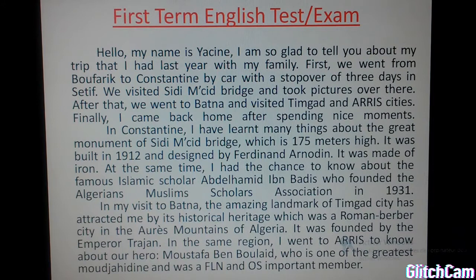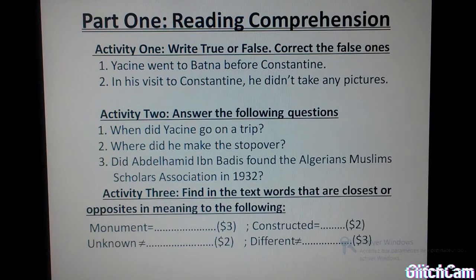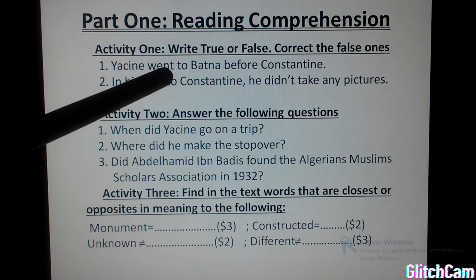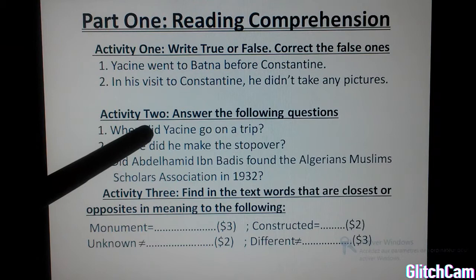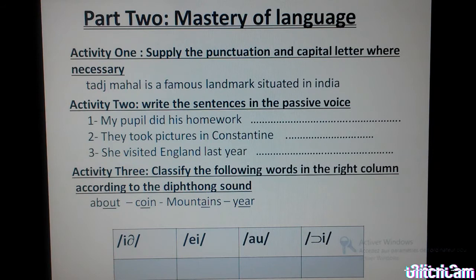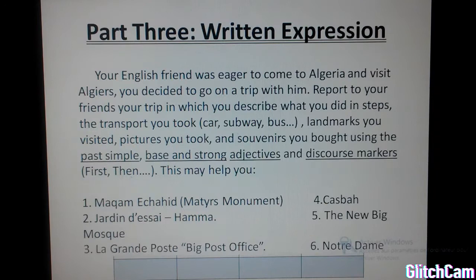As you may know, an English test or exam contains four parts. First, you've got the text. Then, part one, reading comprehension, where you have three activities. The first activity, true or false, generally speaking. Sometimes you've got a table to complete, sometimes gaps to fill, it depends. Activity 2, answering questions. Activity 3, synonyms and antonyms. Then you have part 2, mastery of language, with activities 1, 2 and 3. They are of course related to the grammar and pronunciation lessons you've dealt with in your courses. Then at last, part 3, written expression, where you have to write a paragraph.